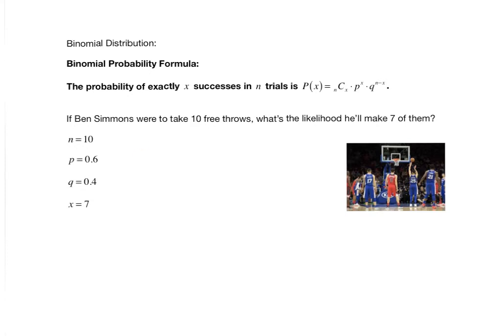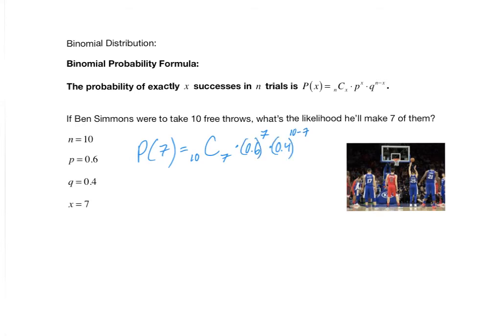So we want the probability that Ben Simmons will make 7 baskets. So P of 7 is equal to n is 10, so it's 10 choose x is 7, 10 choose 7 times P is 0.6, and we now need to raise that to the x power. And again, x is the number of successes. We want 7 of them, so we raise it to the 7th power, times q, which is 0.4, to the n minus x power. Of course, n minus x is 10 minus 7. Of course, you could write in 3 right away there. I just want to make sure it's clear where everything came from.